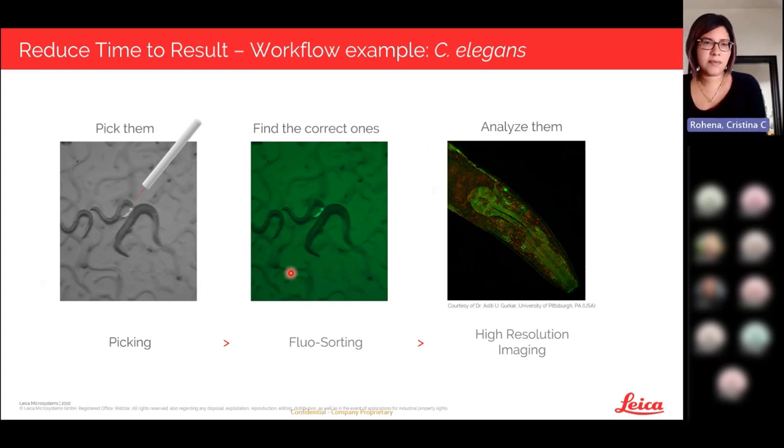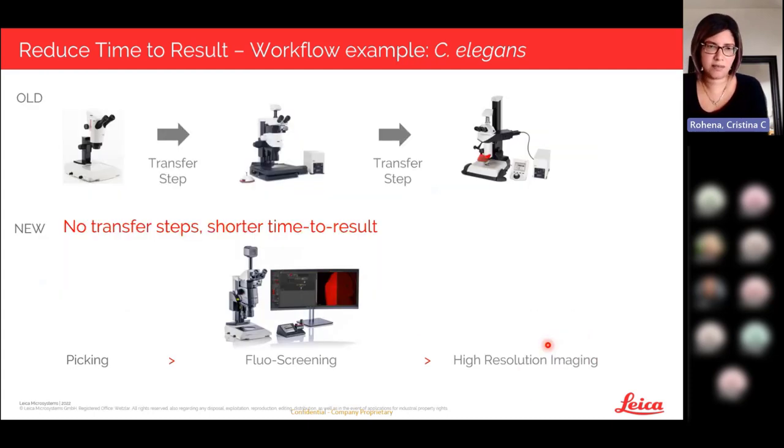With our model organism, you can reduce the time to result, and we have a workflow example here with C. elegans. Traditionally, if you're doing C. elegans work, a lot of times that's going to involve some sort of picking, right? This can be done in widefield or phase or DIC. Then there would be some sort of flow sorting to find the correct one of these worms that you need to analyze. And then you move to a higher end system to do the analysis by doing high resolution imaging.